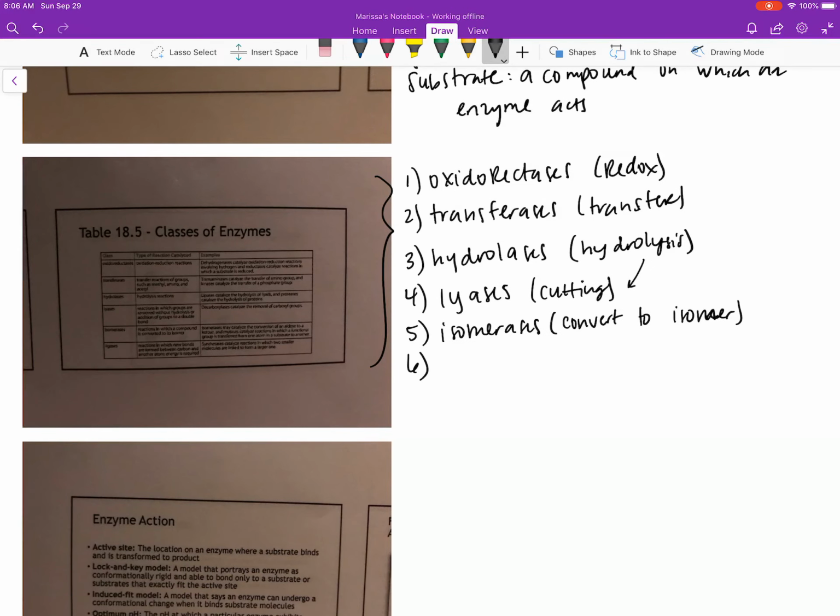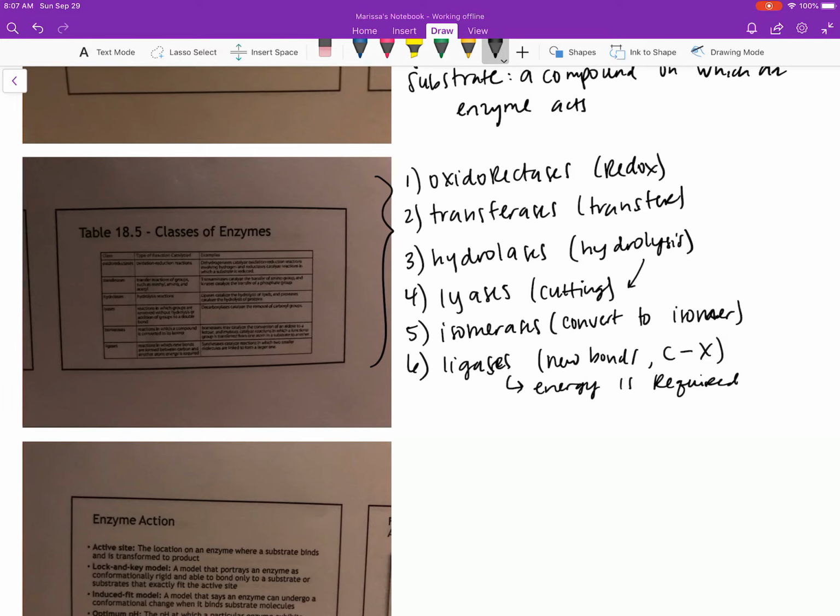And then the last one is our group called the ligases. Okay. And so these are going to be where new bonds are formed between carbon and something else. Okay, so new bonds centered around carbon and X, which is something else. And the thing that kind of sets this one apart according to this table is that energy is required. Okay, so kind of something that sets it apart.